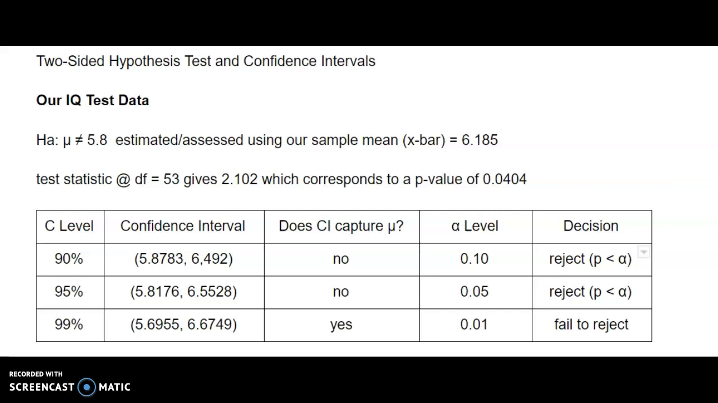We have to go farther away. So again, in the confidence interval, we're keeping the same X bar, same S, same sample size, but that t star is getting increasingly bigger, and so it's making the interval wider and wider. Now I have to go far enough to either side of my 6.185, which is my center, to capture 99%, that it does capture the 5.8. And so 99% would correspond to 0.01. Because my p-value is now not less than my alpha level, I fail to reject.